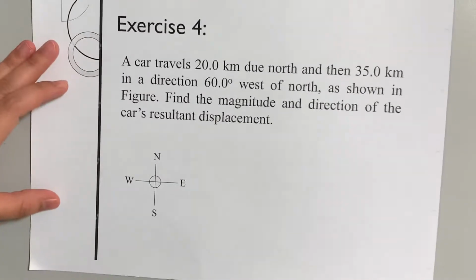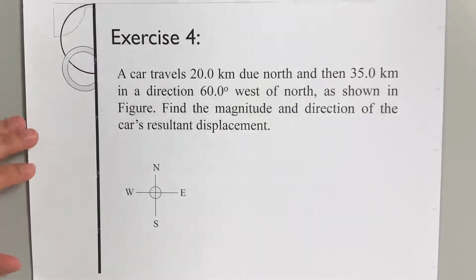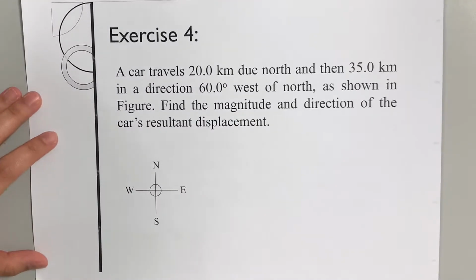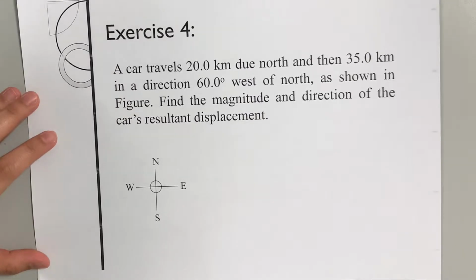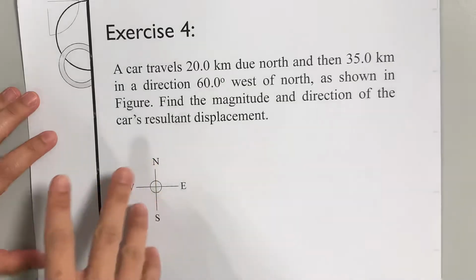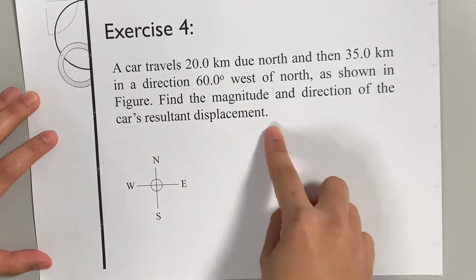Okay. So we move to the next exercise, exercise 4. Exercise 4 is more of an application. So read the question given. A car travels 20 km due north and then 35 km in the direction of 60 degrees west of north, as shown in the figure. There's no figure, so you have to draw it yourself. Find the magnitude and direction of the car's resultant displacement.